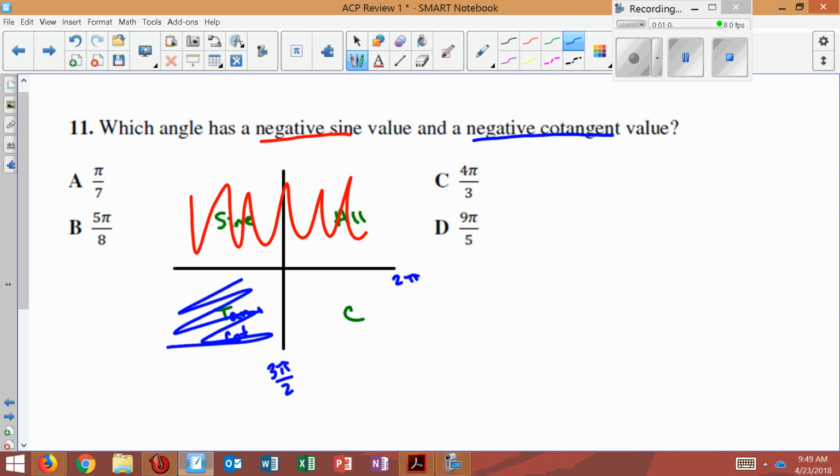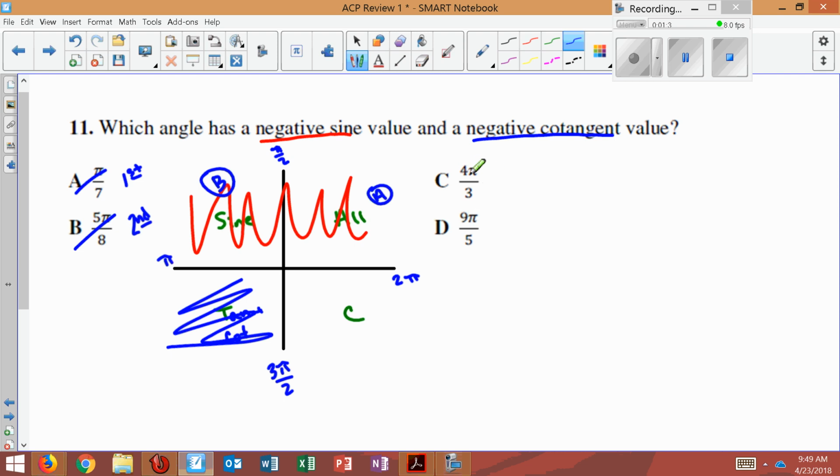Now this is a first quadrant value. There's nothing in the numerator, so that one's out. Answer choice A would be over here. That would be A's choice. B is 5 pi over 8. Now this would be in the second quadrant. The reason being, it's more than half a pi, but yet it's less than 1 whole pi. So there's pi. This is pi over 2. So answer choice B is here. It's out.